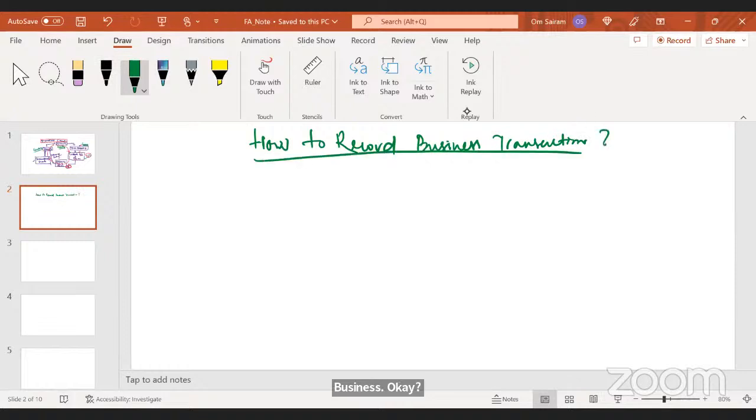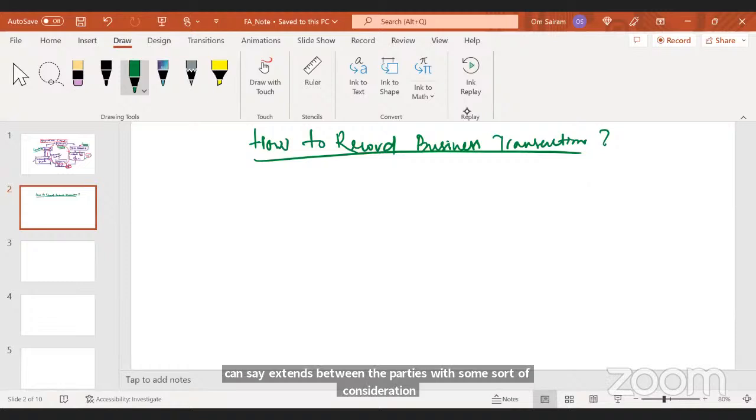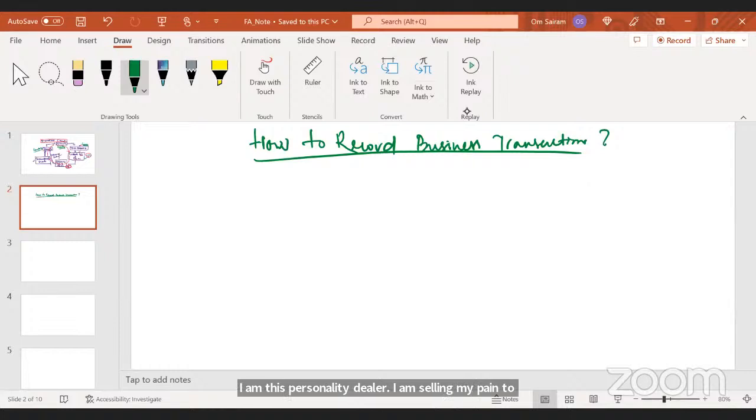So, dear friends, try to understand actually what is a transaction, what is a business transaction or business event. Whenever we are talking about transactions, actually transactions arise out of a give and take relationship, or simply we can say exchange between the parties with some sort of consideration. Let's say I am the stationery dealer, I am selling my pen to you. In return, you are giving me money or money's worth. So these are the exchanges made between the parties. I am the first party, you are the second party. I am giving you the pen, you are giving me the money. That money is the consideration, isn't it? So we can say this is the transaction.